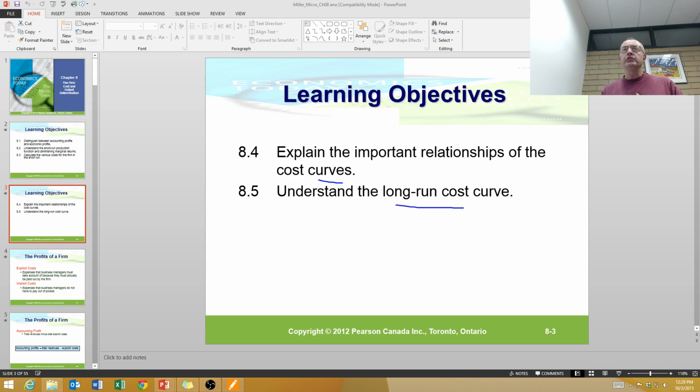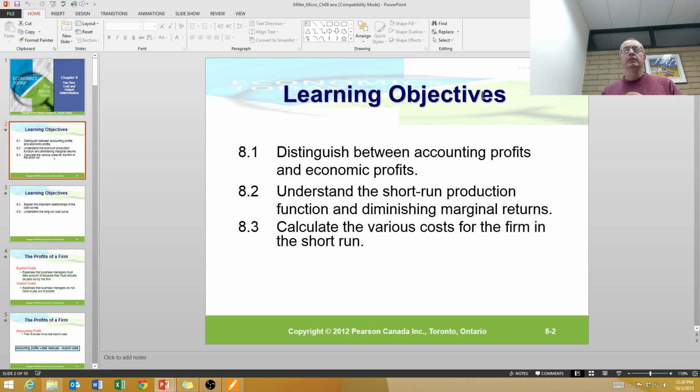So before we jump right into Chapter 8 here, I thought I would give you a bit of background to this distinction between economic profits and accounting profits, and try to explain to you why economists view profits as a cost rather than simply a residual the way accountants do.